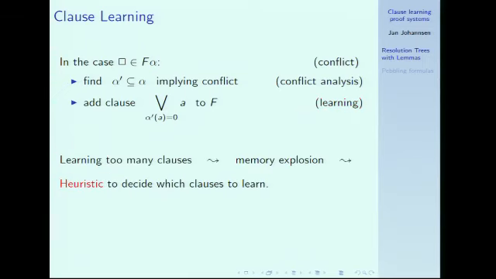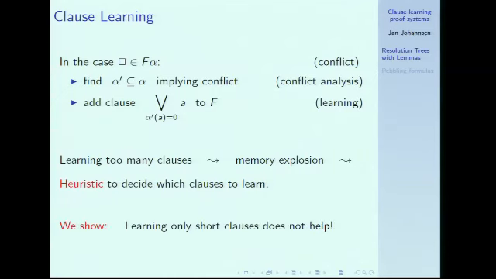So if we do this at every conflict, then our memory will soon be full of learned clauses. So it's not a good idea to learn everything we can learn. What we need is a good heuristic to decide which clauses to learn and which not to learn. And so in early times, many heuristics were such that they put a bound on the width of clauses to be learned. This turns out not to be too good an idea.